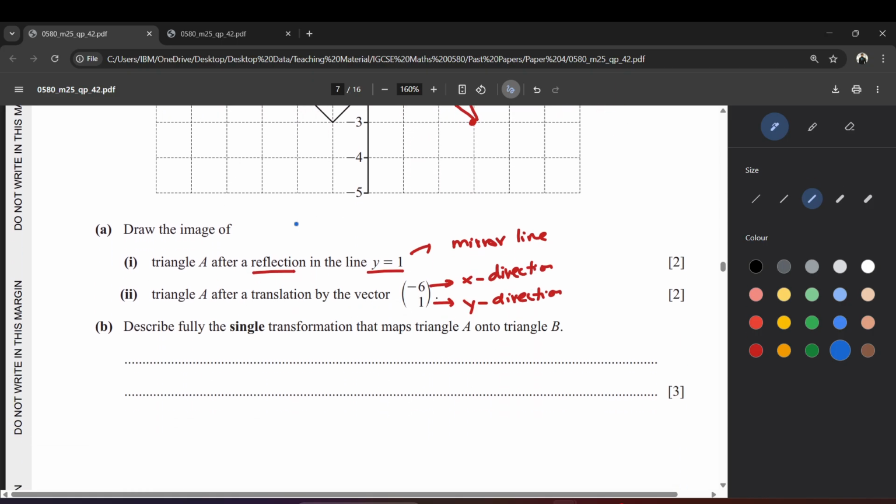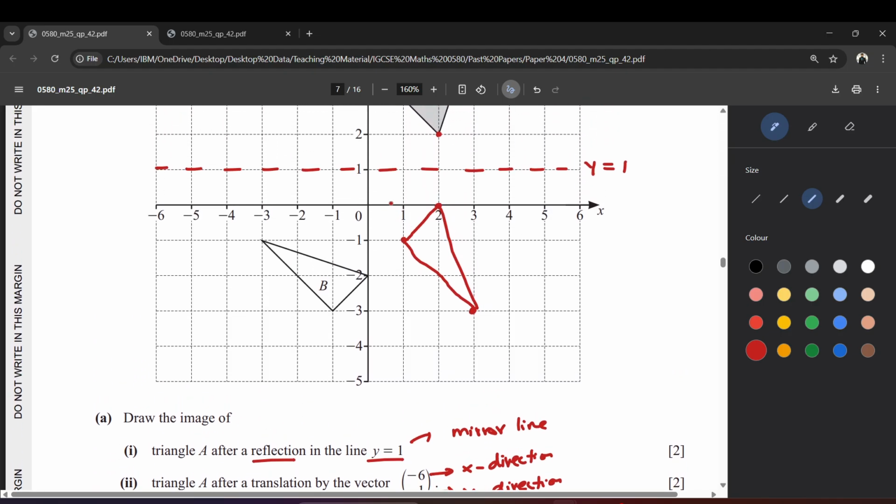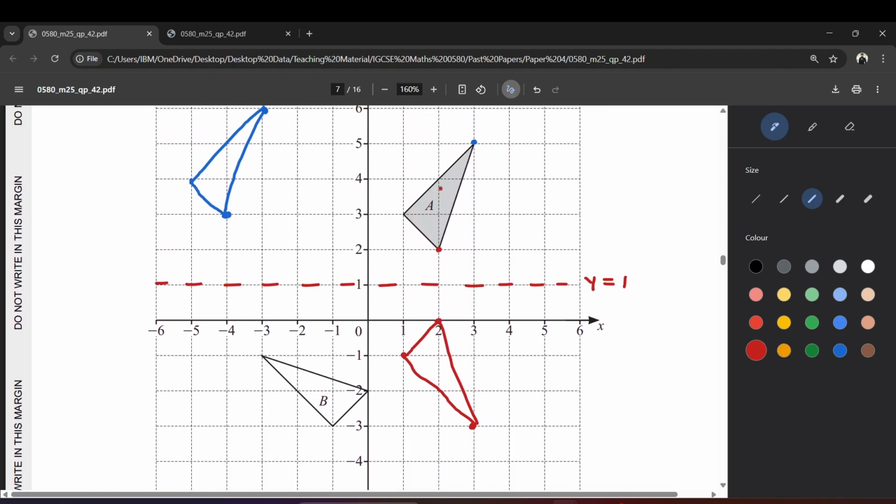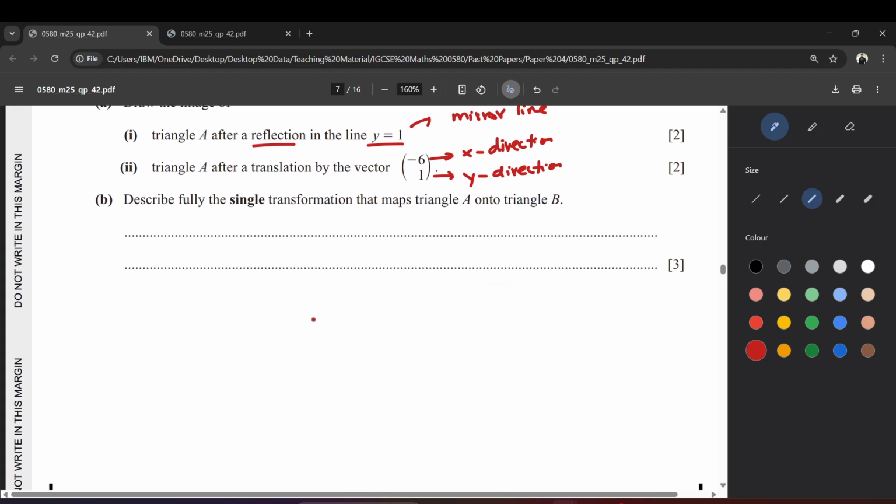Okay, part B. Describe fully the single transformation that maps triangle A onto triangle B. They have given you triangle B already, so you have to explain what transformation has been done here that maps triangle A onto triangle B. Now there's a trick over here that you should understand.